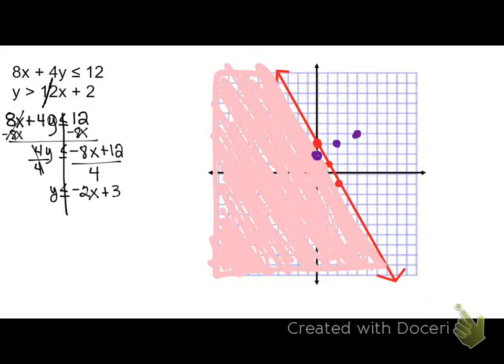And what kind of line am I going to have? It's going to be a dashed line with arrows. And then my sign is greater than. Because it's greater than, I'm going to shade above or below. My sign is greater than. Do I shade above or below? Above.